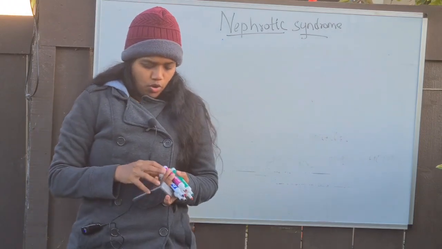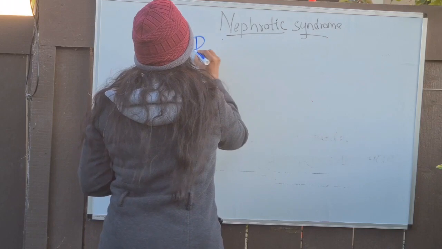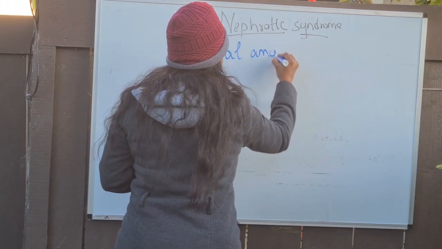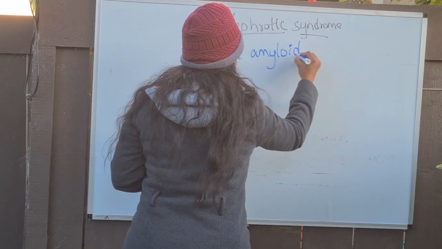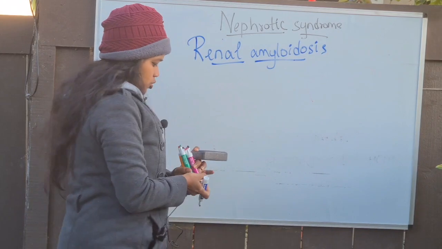Everyone, today we are going to see about renal amyloidosis. So, what exactly happens in renal amyloidosis? Let's derive from the name. Okay, so what is amyloidosis?